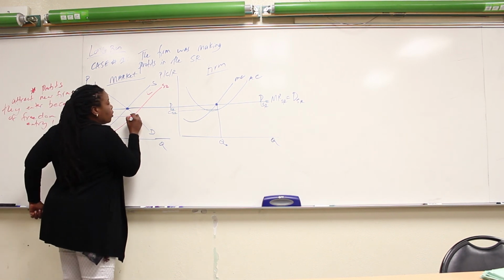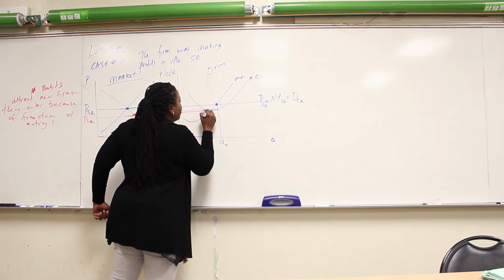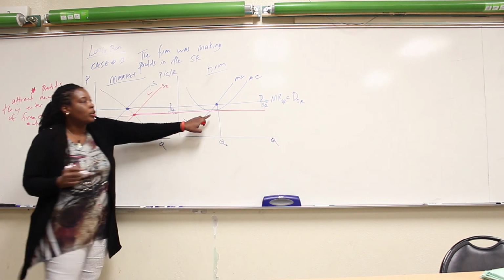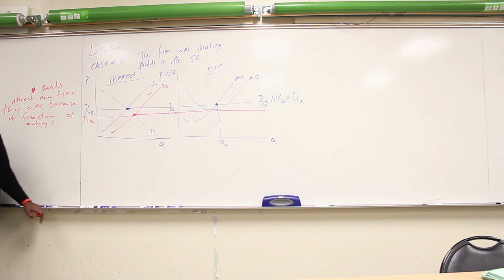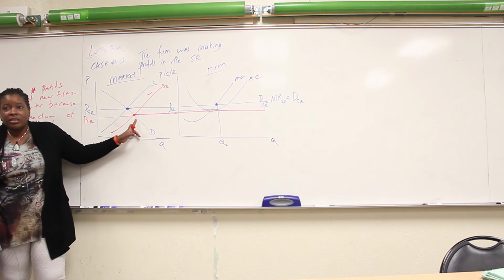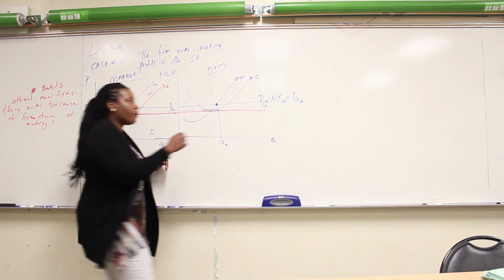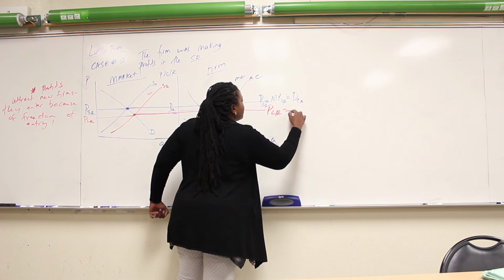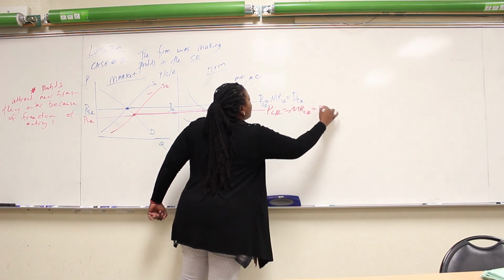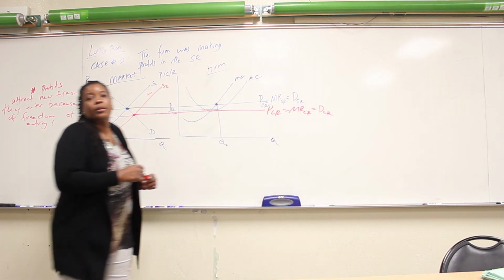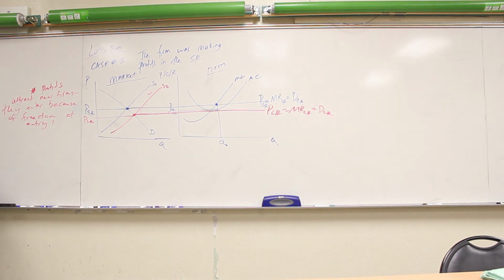In fact, when you take it over, I want you to take it over the way I have it. Make sure it coincides with the bottom of the AC, and I'll explain why. This is the new price. The market says the new price is P long run. The firm will have to take this price. Did you say make sure it's below the AC? Right on. Coincides right at the bottom.